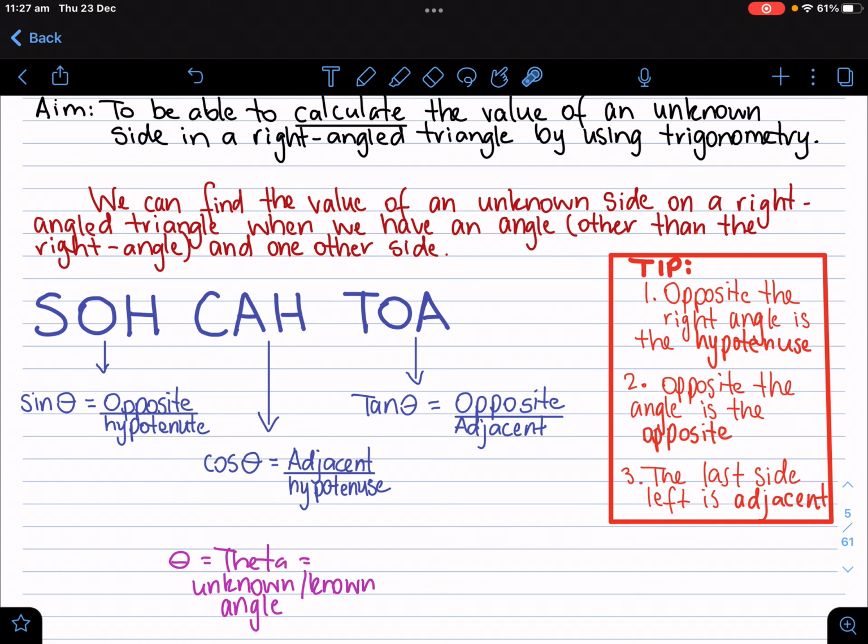And remember, in the trig ratios, theta, or that little Pokemon symbol, is the unknown or known angle. Sometimes it's unknown, sometimes it's known. Now, in order to find an unknown side, the angle has to be known using right angle triangles. The only other way of doing it is using Pythagoras' theorem, and there you need to know at least two sides.